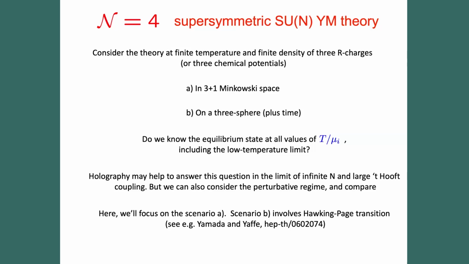We may help to answer this question in the limit of infinite number of colors, SU(N), and large 't Hooft coupling, but we can also consider a perturbative regime and compare the two. So that's a goal. Now we will focus here on scenario A, because scenario B involves the Hawking-Page transition, and this is far more complicated, so we don't want to go into that. Scenario B was considered at some length by Larry Yaffe and Daisuke Yamada in 2006. It's a very, very good paper, and I encourage you to look at it. But this was a compact space, so this is N=4 super Yang-Mills on a sphere.